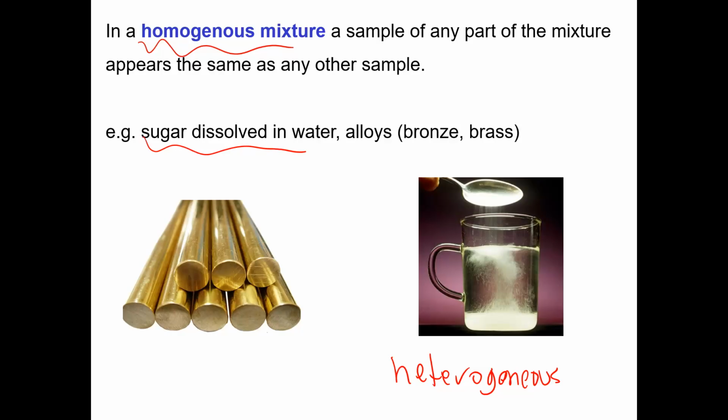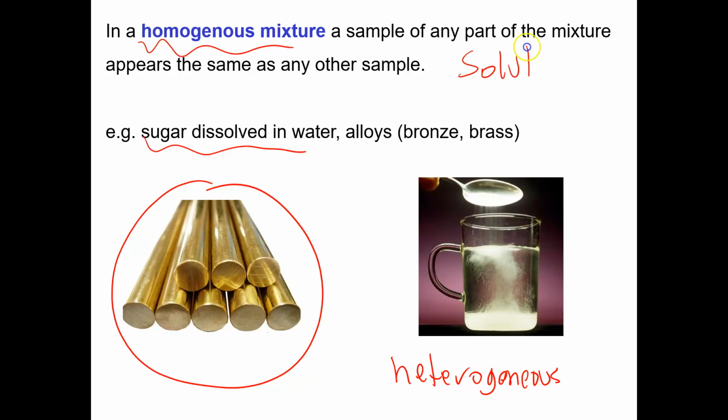Another example of a homogeneous mixture is an alloy. In an alloy, what they do is they take a couple of different metals, heat them up until they all melt, give it a good stir, and let it solidify. And if it's done correctly, you'll see that there's an even composition throughout the alloy. One part of the alloy appears exactly the same as any other part of the alloy. Homogeneous mixtures are sometimes referred to as solutions. So you'll see people using those terms interchangeably.